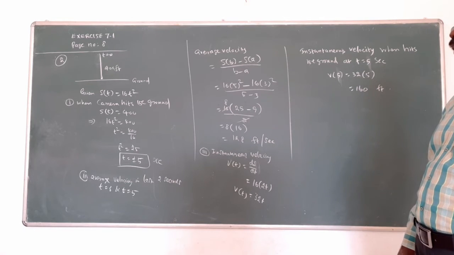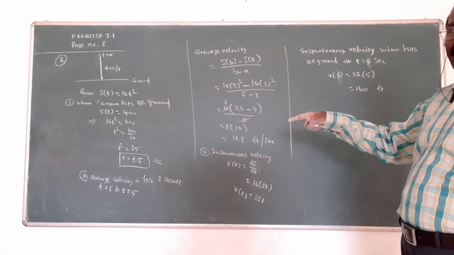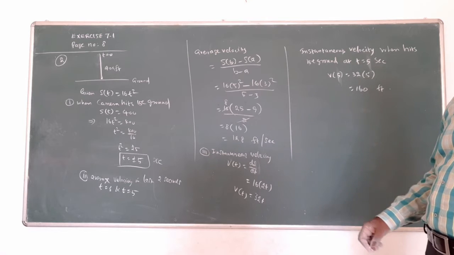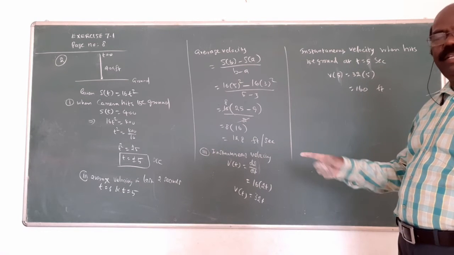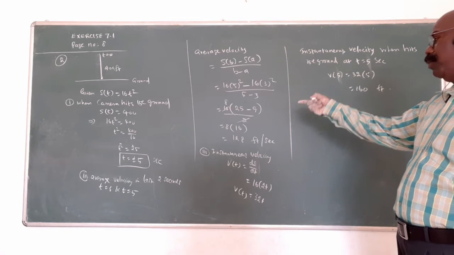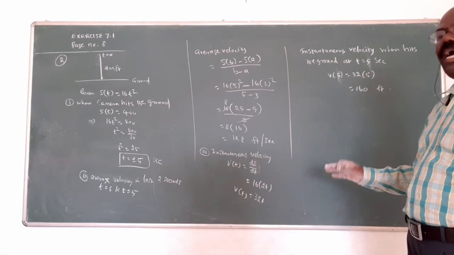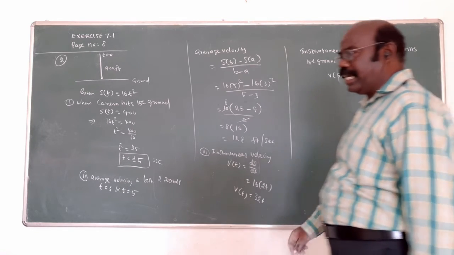Next one is average velocity in the last 2 seconds. Up to 5 is there. The last interval is what? 2 seconds. 3 and 5, the difference is 2. That's 3 and 5. Then write the formula, so you will get the answer. Instantaneous velocity means differentiate with respect to t, then put t equal to 5, that is the answer.